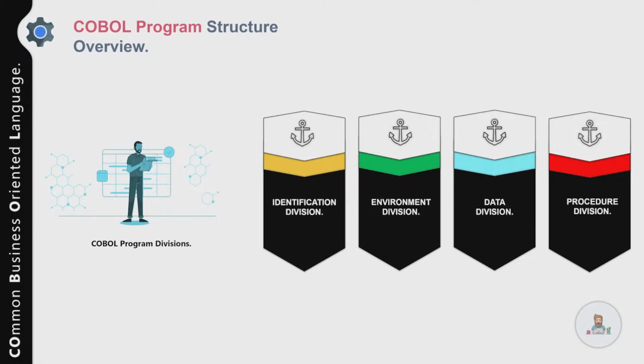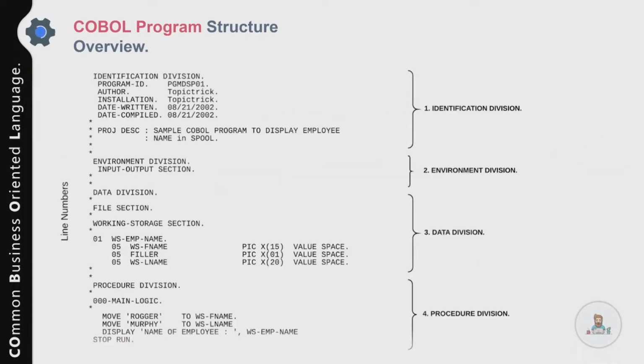Now, let me showcase a sample COBOL program so that you can understand how exactly the entire program is divided into different divisions. In this program, you have four divisions, and these four divisions we have precisely discussed a couple of minutes back. First one is the identification division, then you have the environment division, then the third one is the data division, and the last one is the procedure division. So this is how you structure your COBOL program.